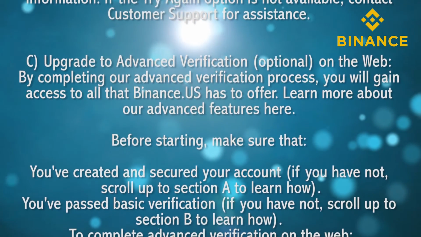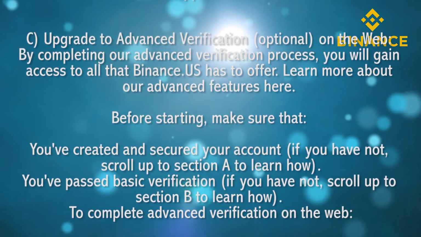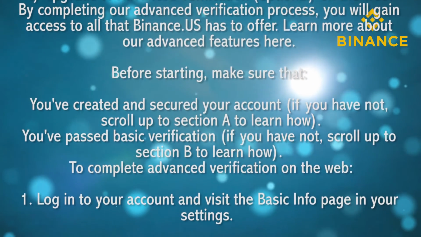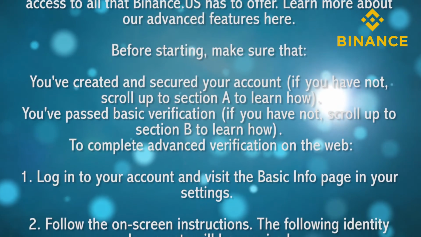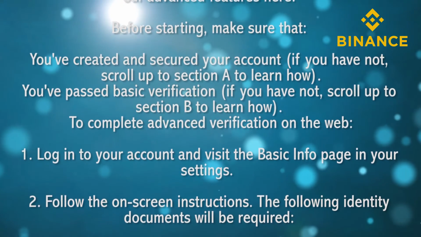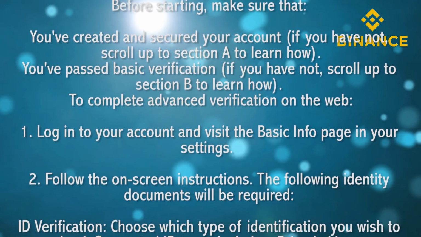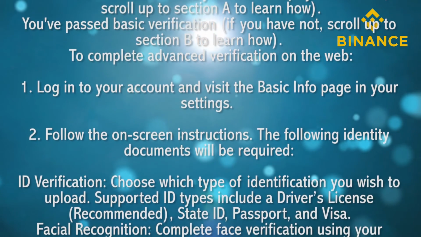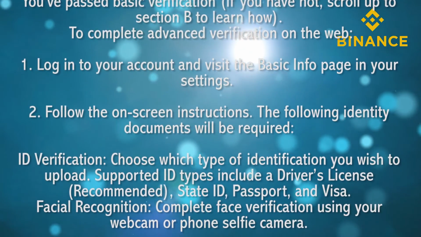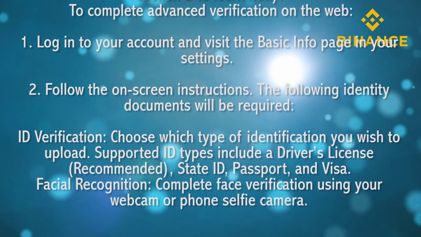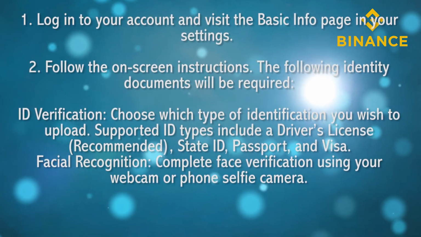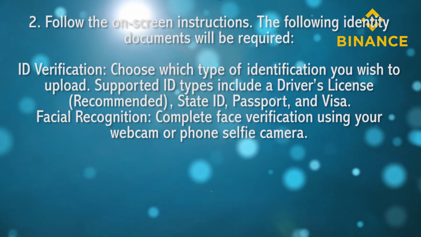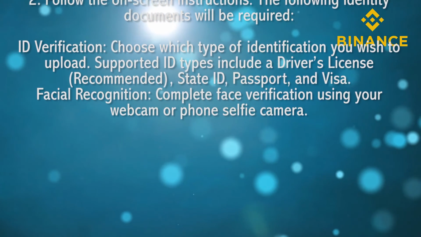Unsuccessful, your identity verification attempt may have been unsuccessful due to several factors, the most common being incorrect or incomplete information. You may be prompted to try again to recheck and resubmit your information. If the try again option is not available, contact customer support for assistance. Upgrade to advanced verification, optional, on the web. By completing our advanced verification process, you will gain access to all that Binance.us has to offer. Learn more about our advanced features here.